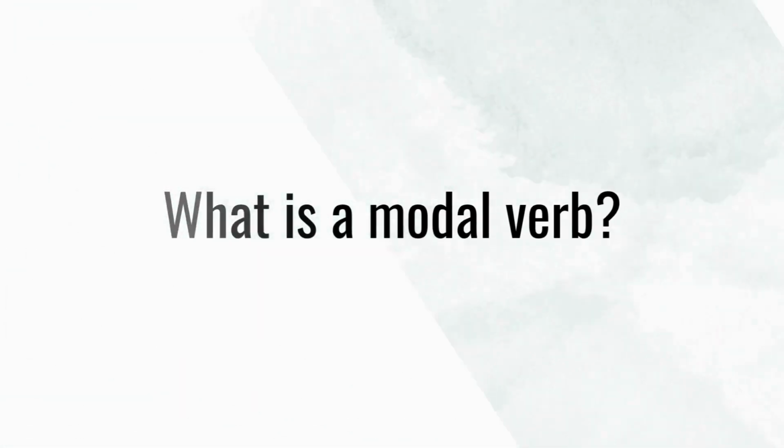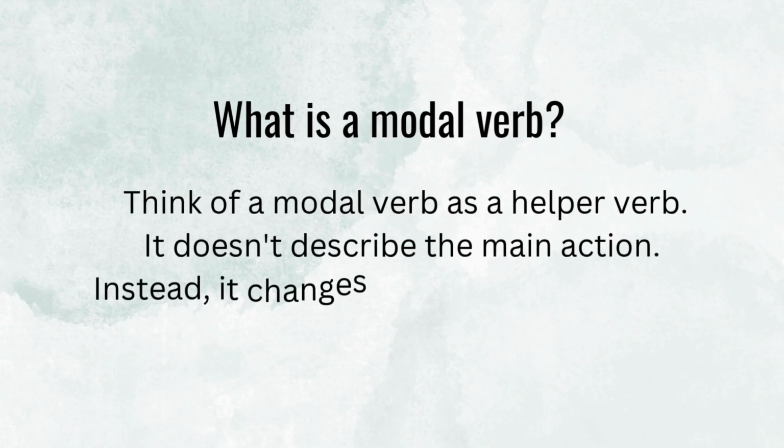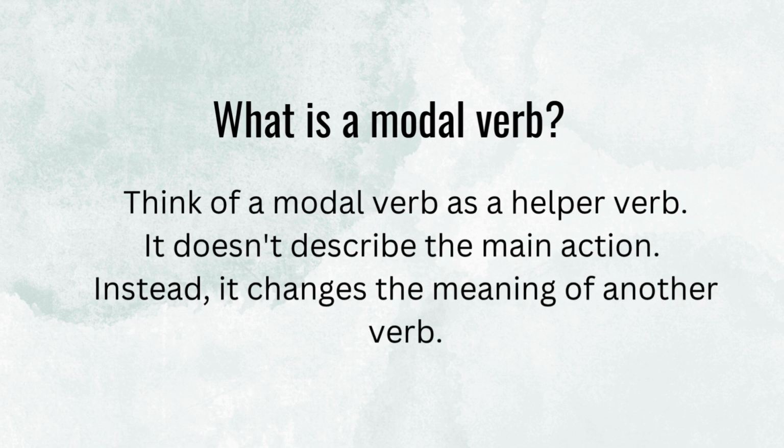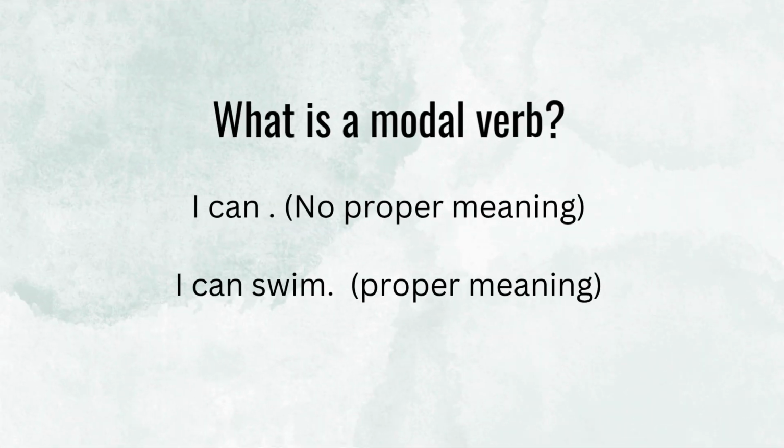Let's get started. Think of a modal verb as a helper verb. It doesn't describe the main action. Instead, it changes the meaning of another verb. For example, in English, if you say, I can, it doesn't mention what you really can do. But when you say, I can swim, it gives you proper meaning. Words like can, must, and want are modal verbs.